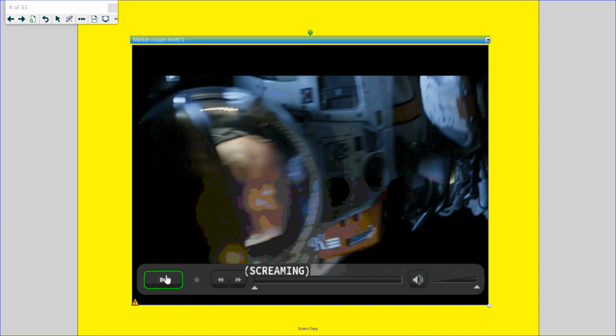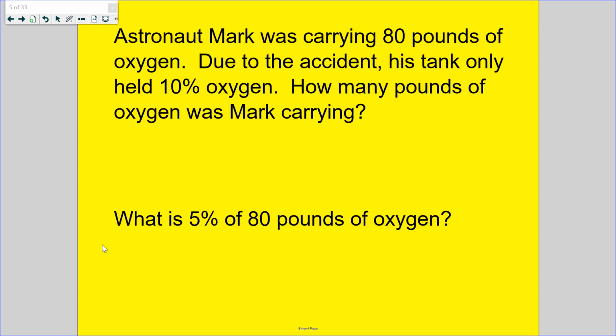All right, so this is astronaut Mark Lewis. As you can tell, he's in a very compromised position right now. His oxygen level has gone down. He started carrying 80 pounds of oxygen, which represents 100%. Due to the accident, his tank only held 10% oxygen. I would like you to try to figure out on your own how many pounds of oxygen Mark was carrying.